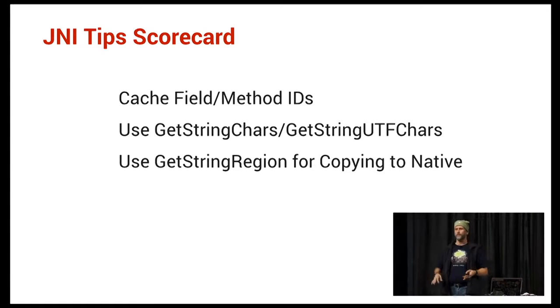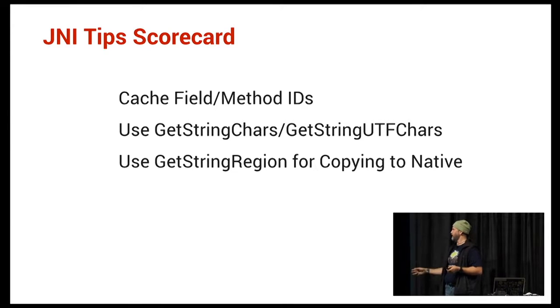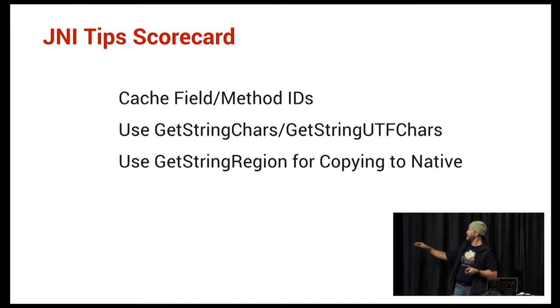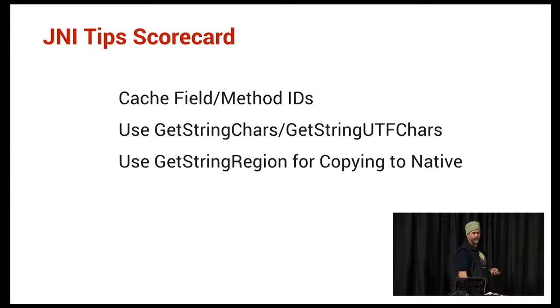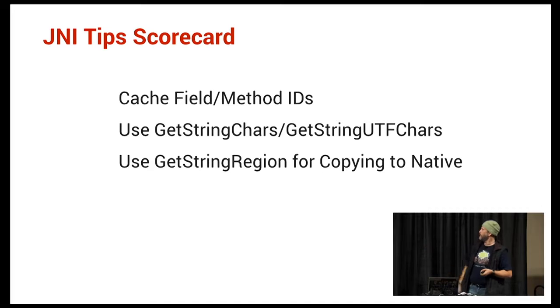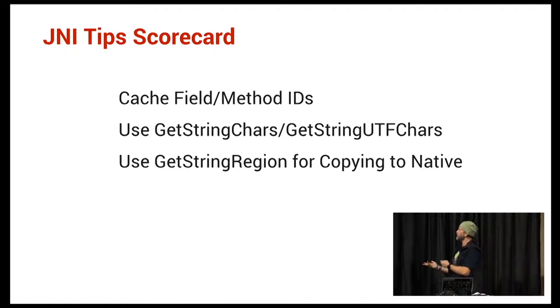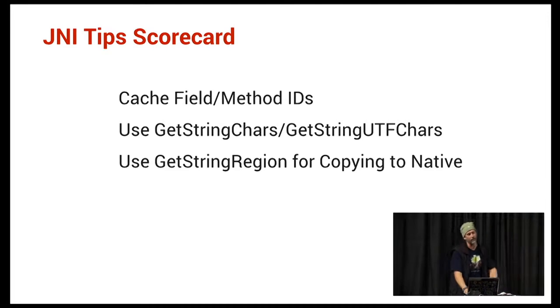So here are the basic things you have to do, okay? Absolutely critical when you're trying to make JNI performant. One is you're going to cache field and method IDs, and you're going to do it intelligently. Two, you're going to get strings in a reasonable way, and you're going to copy things in native. These are the only 3 real tips we gave, but I'll go more into details.